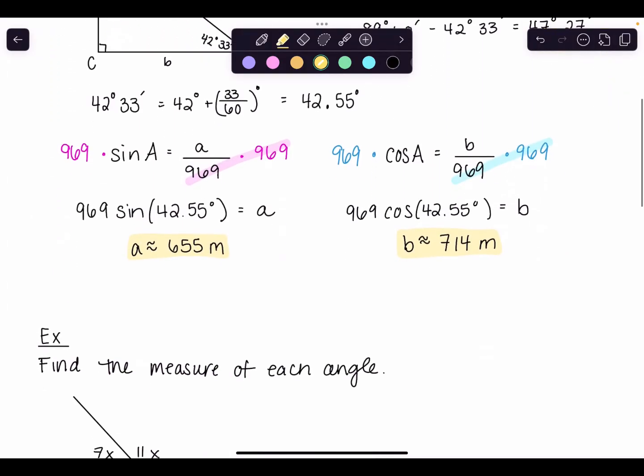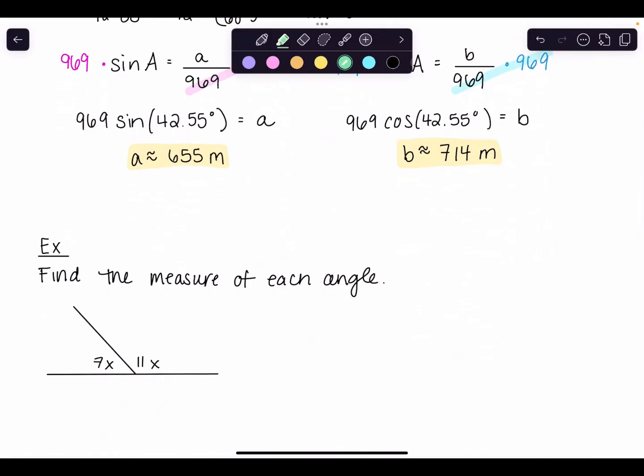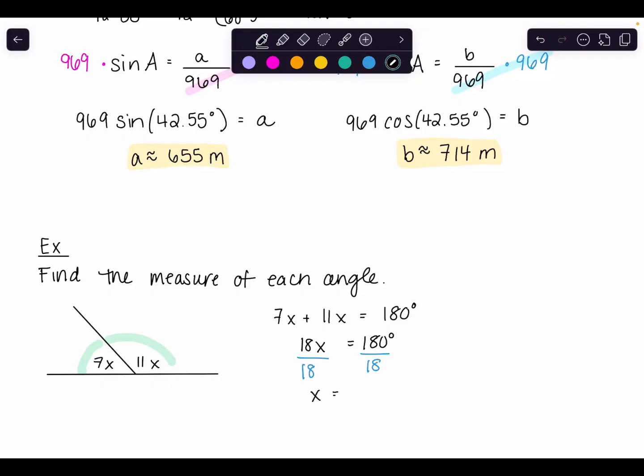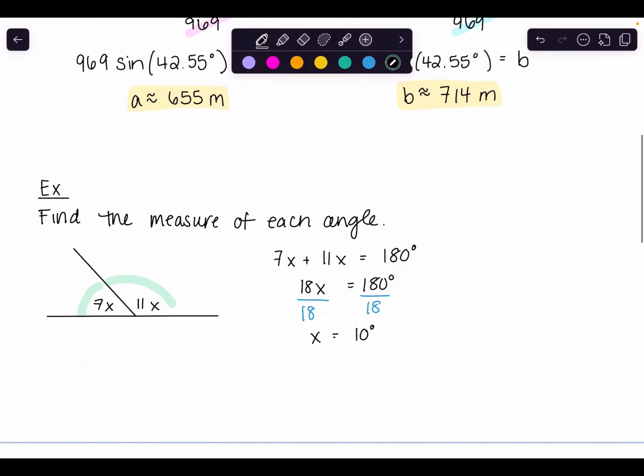So I no longer need my calculator for at least this next problem. We're going to go ahead and find the measure of each angle. So essentially we're looking at what is this angle here and what is this angle here. Well, since they form a straight line, if I add these two angles together, it better equal 180 degrees. So I can solve for x. 7x plus 11x gives me 18x is equal to 180. So getting x on its own, dividing by 18, we thankfully don't necessarily need a calculator for that. X itself is representing 10 degrees.